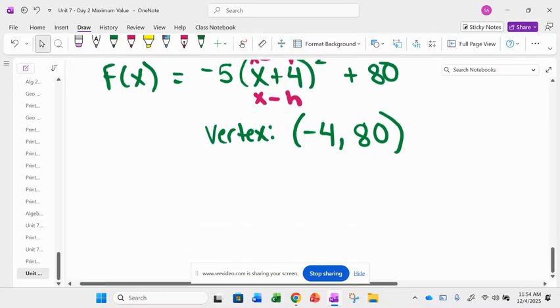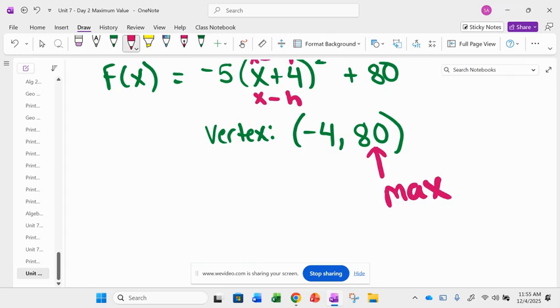And guys, if the vertex is -4, 80, what is the max value here? 80 is our max. All right, we are actually stopping here for today. Next class, yeah, that's it.